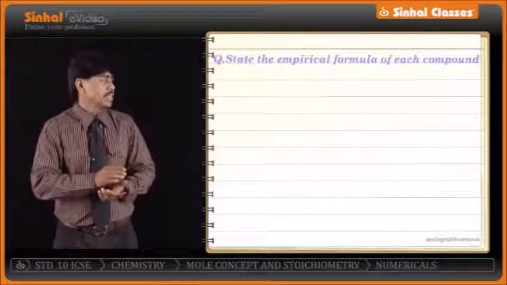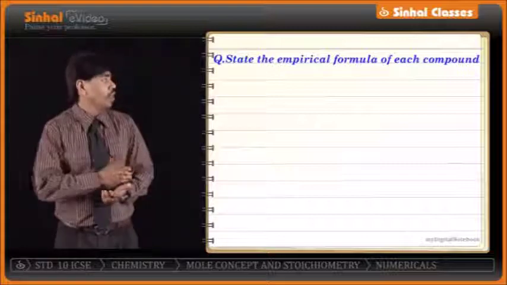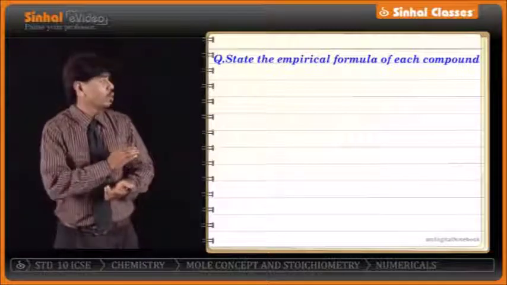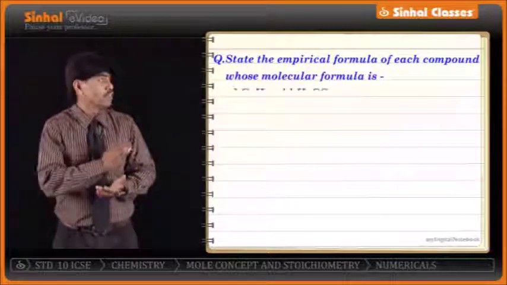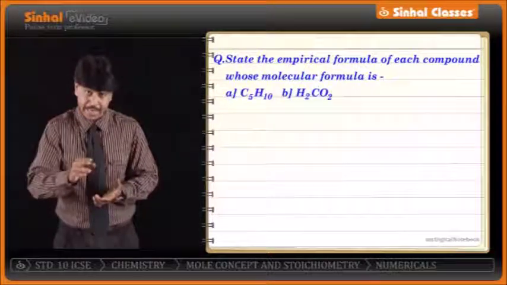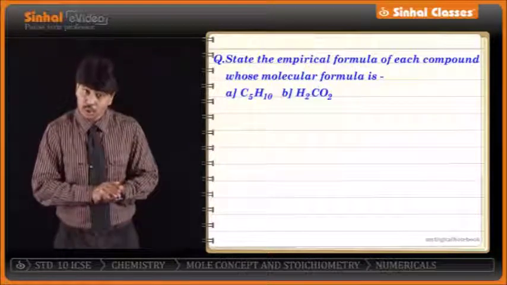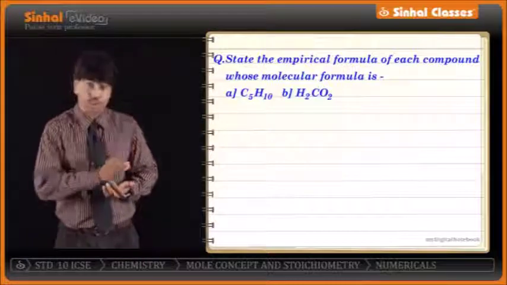Now let's take one more question. And that is, state the empirical formula of each compound whose molecular formula is: first, C5H10. Second, H2CO2.